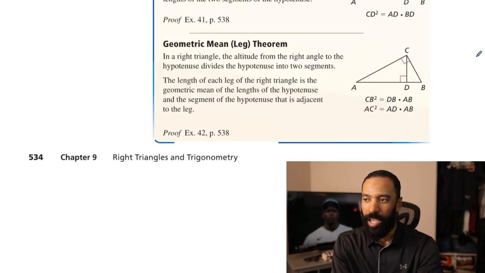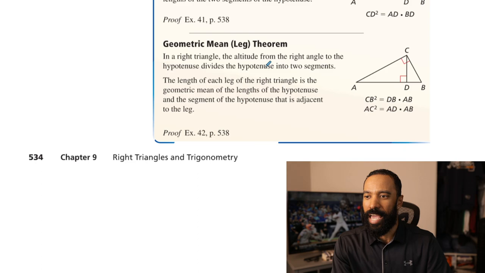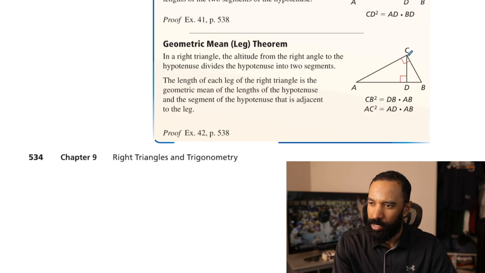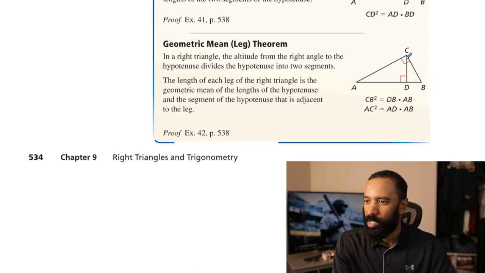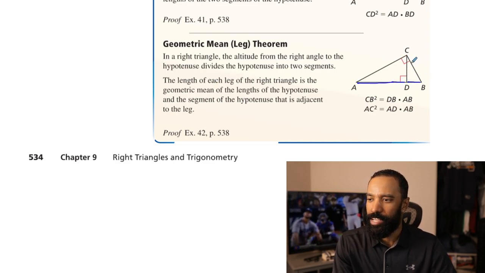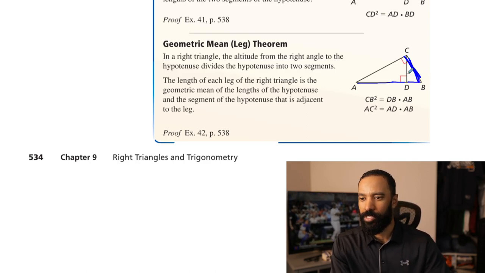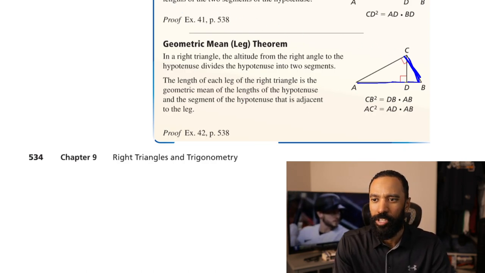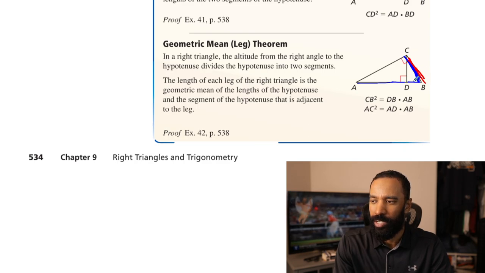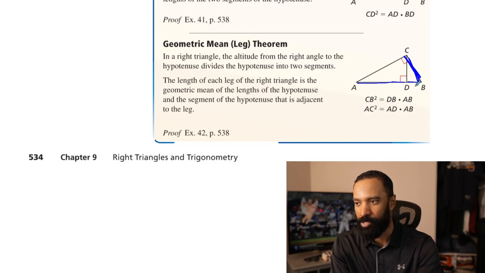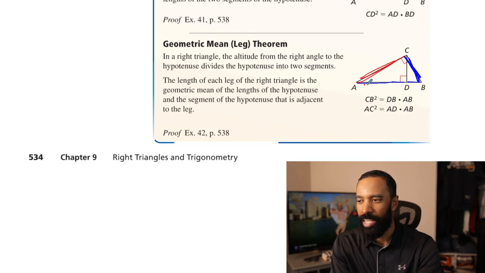The other two have to do with these legs here. The altitude from the right angle to the hypotenuse divides the hypotenuse into two segments, right here. The length of each leg, like this one here, CB, of the right triangle is the geometric mean of the lengths of the hypotenuse and the segment of the hypotenuse that's adjacent to the leg. So that's too much for me to remember. So they're saying that this over this equals this over this. I don't know. I'm not really good at this. But CB squared is DB times AB. And AC squared is AD times AB.